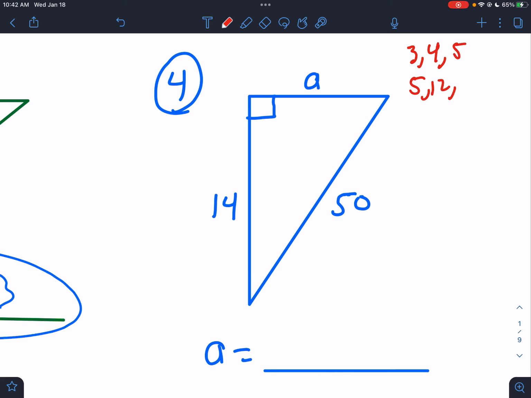Can you remember your 3 triples? I hope you're trying before you watch this. Those are your four triples. I meant to say four. Those are your four main triples. You need to know these.